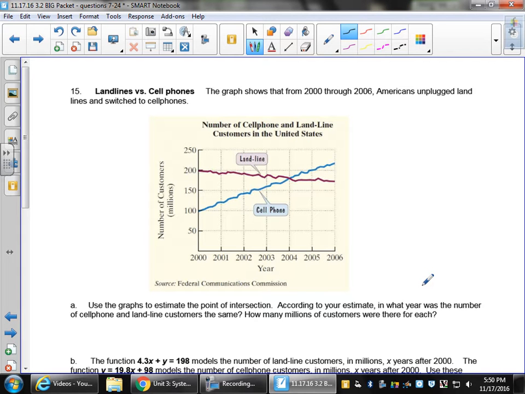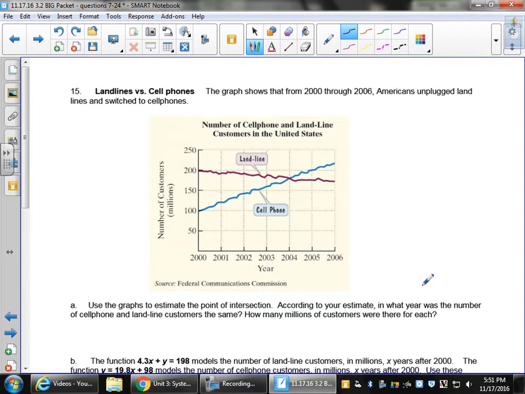Taking a look at numbers 15 and 16. This first question, number 15, landlines versus cell phones. The graph shows that from 2000 through 2006, Americans unplugged landlines and switched to cell phones.